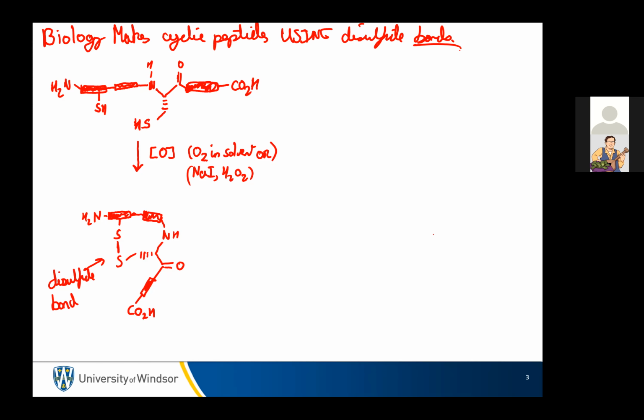That's just how biology works. But that's not typically how you would try and do it synthetically, because again, there are a lot of cysteines in peptides. Maybe you want the cysteine doing something. So we want other tools to make disulfide bonds, or sorry, not disulfide bonds, but we want other tools to make cyclic peptides.